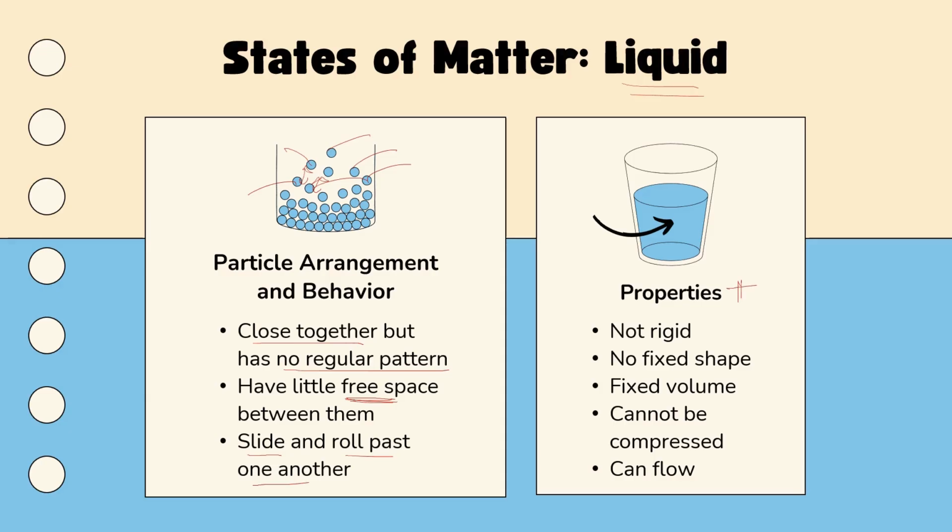Now, properties of liquids. They're not rigid. Why they're not rigid is because they do not have a fixed pattern. They are close together. No fixed shape, fixed volume, cannot be compressed and they can flow easily.